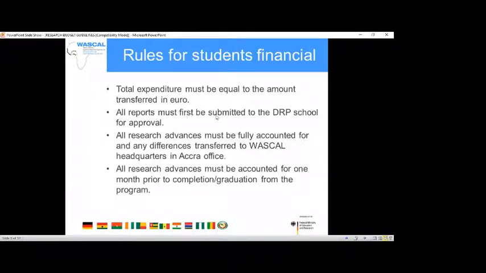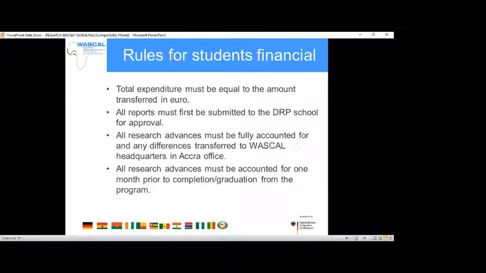All reports must first be submitted to the DPR school for approval. Every 10 kobo that you spent must be duly accounted to me. All your expenses must be forwarded to me, the financial officer of the DPR, after which I will forward it to the director for our own observation and approval before sending it to Accra. All research advances must be fully accounted for, and any differences transferred to WASCAL headquarters in Accra office.